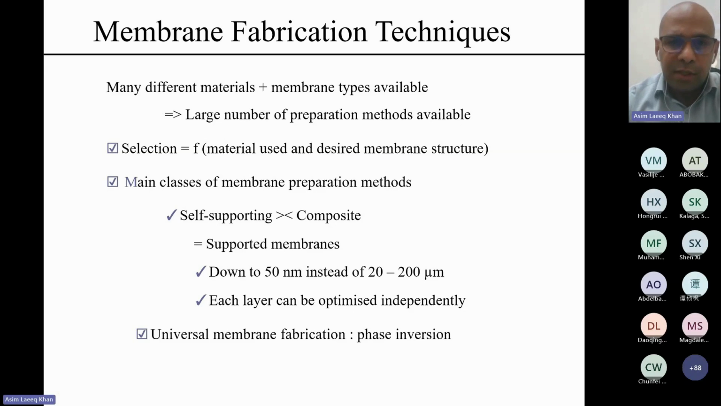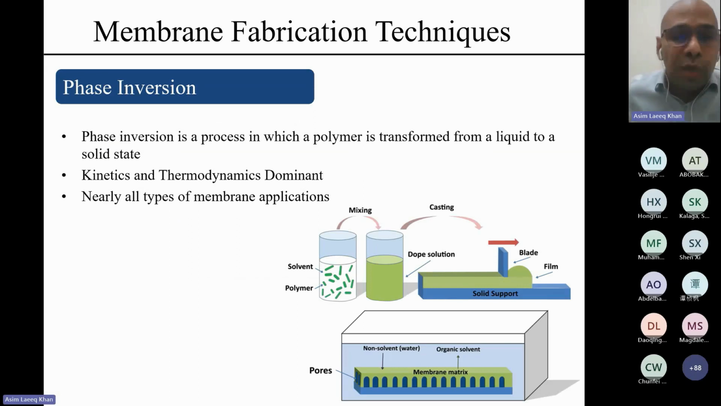This is the reason I will talk about this universal membrane fabrication technique in a little bit more detail. Phase inversion is a process in which a polymer is transformed from a liquid to a solid state in a controlled manner. In the process of phase inversion, both kinetics and thermodynamics play an important role. As I mentioned in the previous slide, we can generally make all types of membrane morphologies for every type of membrane application, whether it is liquid or gas separation or CO2 separation. We can use this technique.